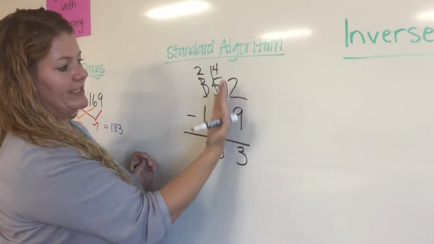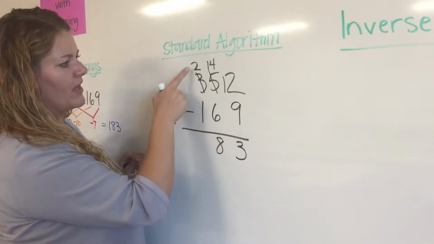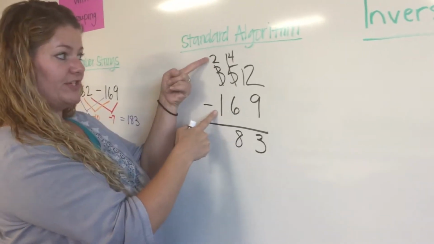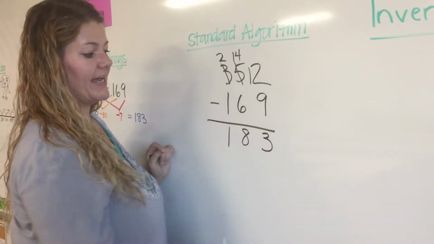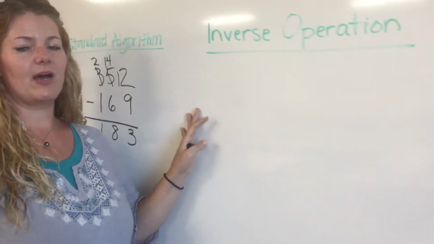Now we do the chant again with the hundreds place. It's the same thing over and over again. More on top, no need to stop. We do have more on top, no need to stop. My answer is 183.